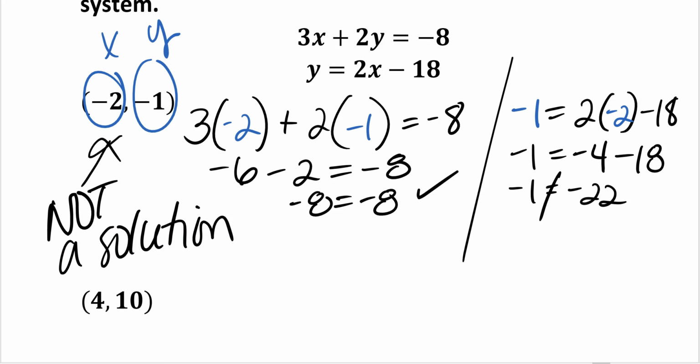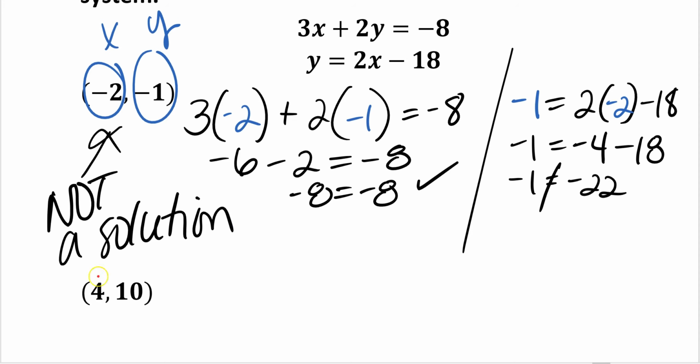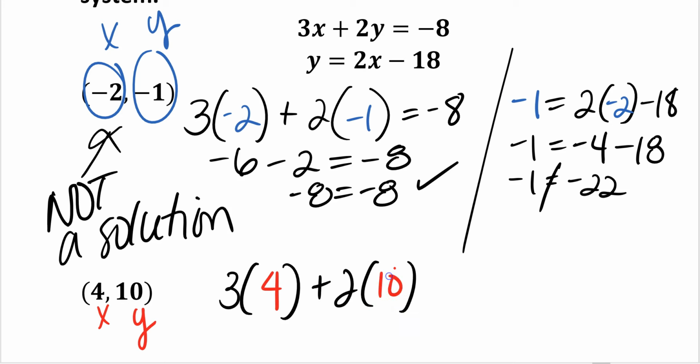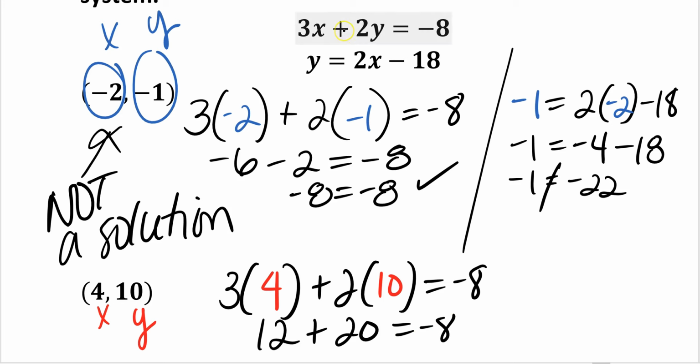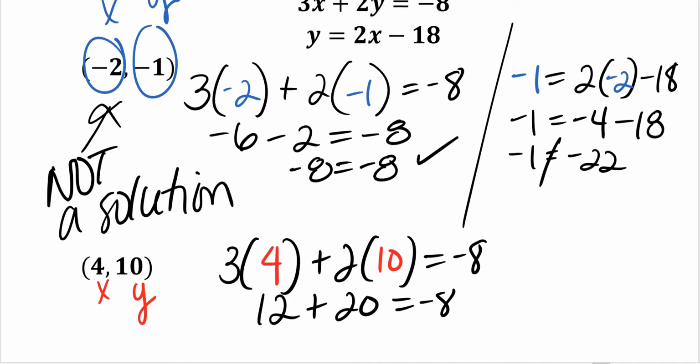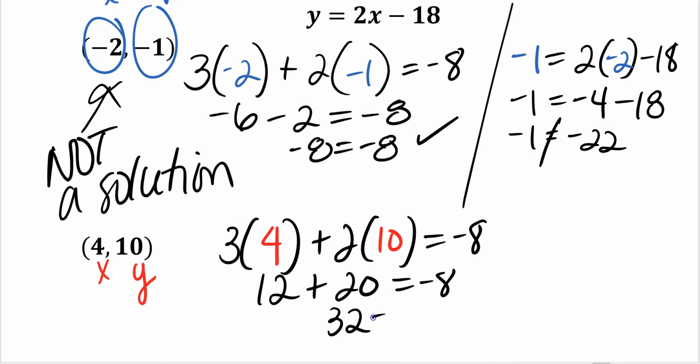Let's check the other ordered pair. So we have x and y. So we'll have 3 times 4 plus 2 times 10 equals -8. 3 times 4 is 12, plus 2 times 10 is 20, equals -8. I have a feeling this probably should have been a minus 2y, but it's okay. So this would be a no, because it'll be 32 equals -8, and that is false.